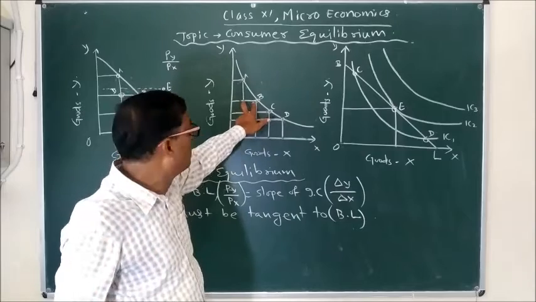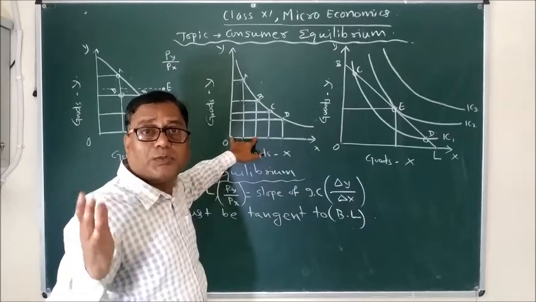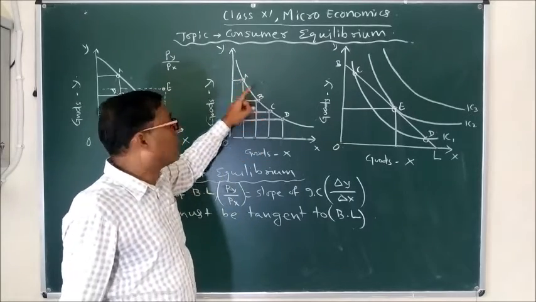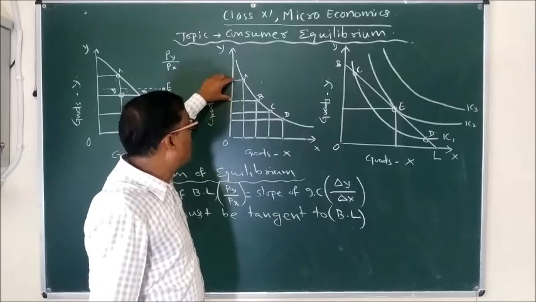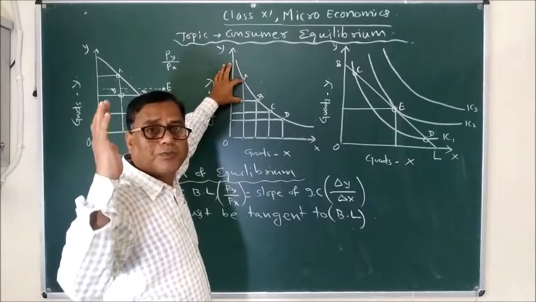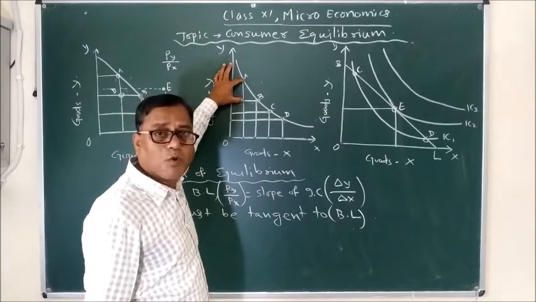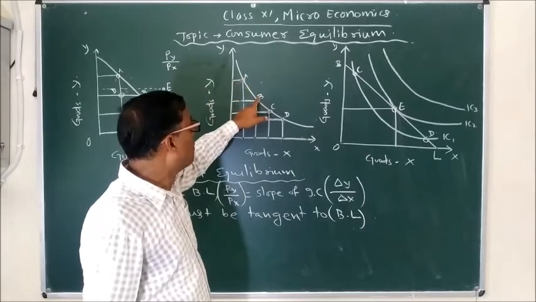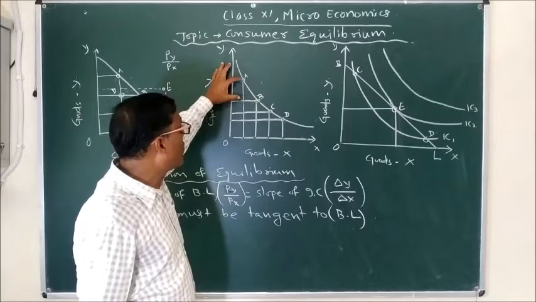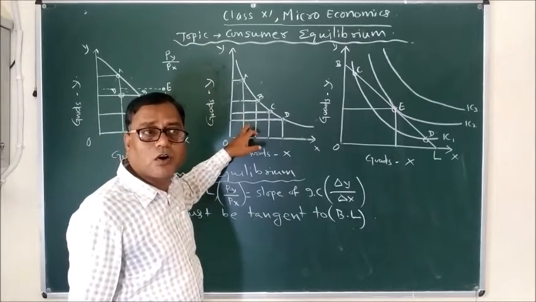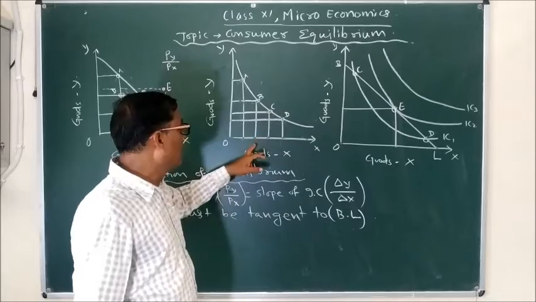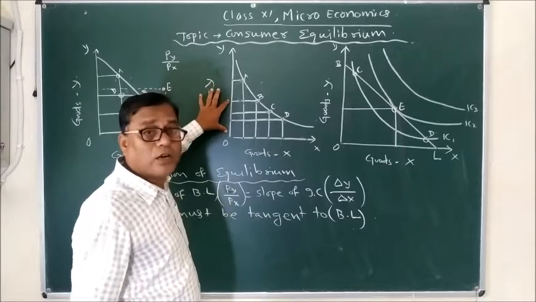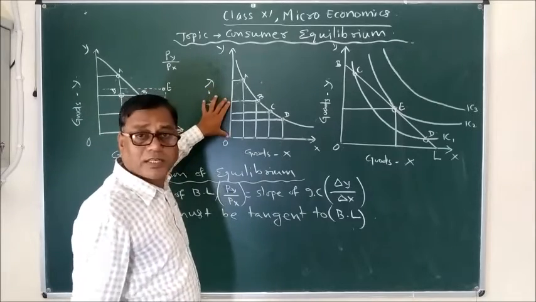Why falling? Because the stock of X at the disposal of our consumer has increased when the consumer is moving from A to B. And at the same time, the stock of Y at the disposal of our consumer is falling because he sacrificed some units of Y to gain one more unit of X. Thus, when he reaches B, the stock of Y has reduced and the stock of X has increased. That means the marginal utility of X has fallen because the stock has increased, and the marginal utility of Y has risen because the stock has reduced.